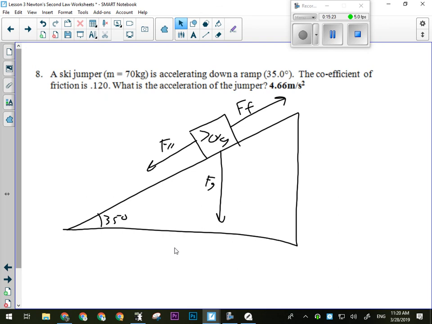686.7 newtons for the force of gravity. This side is F normal, and I'm going to need it. And this side is F parallel. I'm also going to need that.